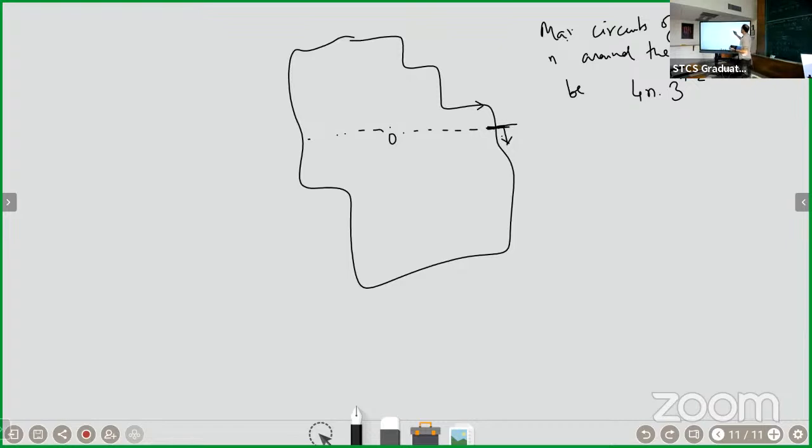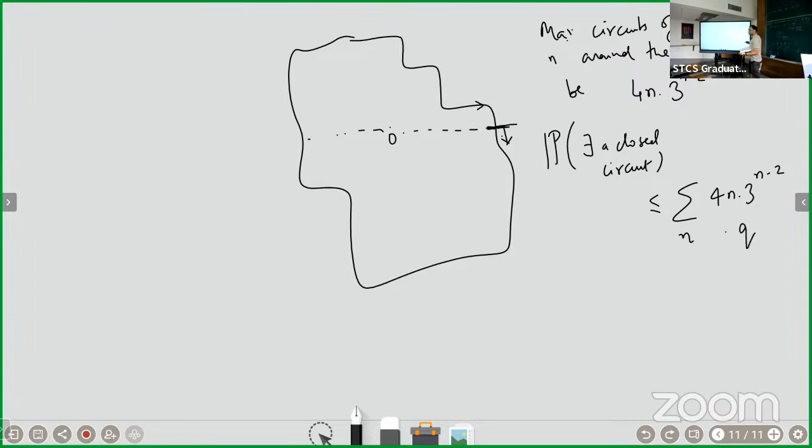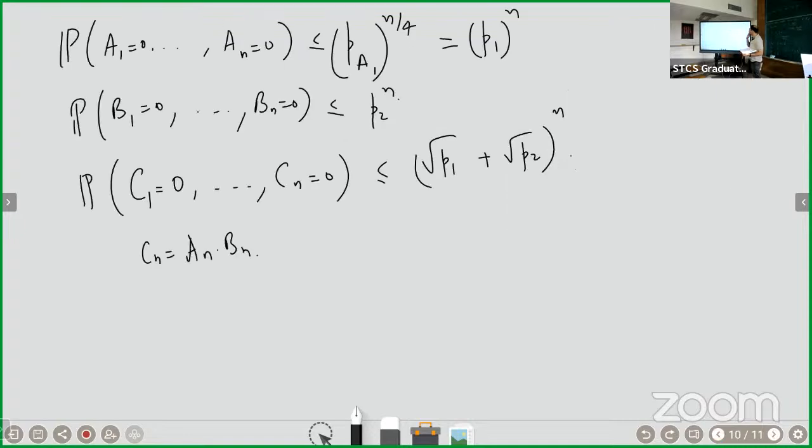So the probability of finding a closed circuit is at most 4n times this probability. The square would be, let's call it, 2 to the power n. See, what we have done, most importantly, is that we are able to get the exponent. Everywhere that is very important. If I don't get this n by n, I can't do all this.